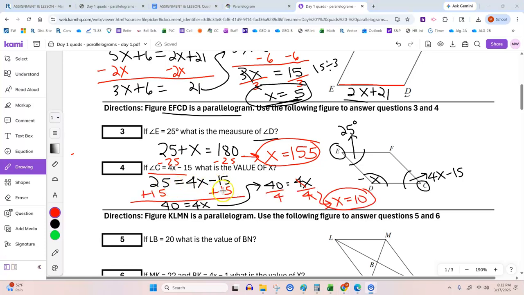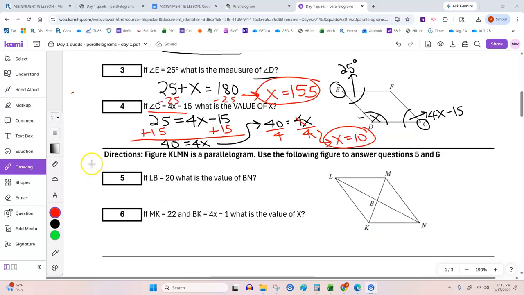Okay, so if you tried it yourself, you would add 15 to both sides to combine like terms, and then divide both sides by 4. You should get x is equal to 10 for number 4.